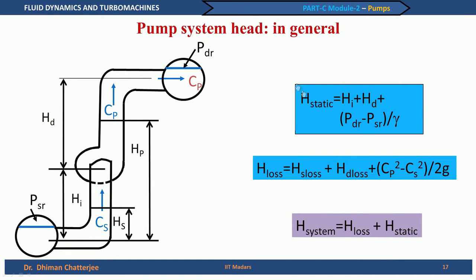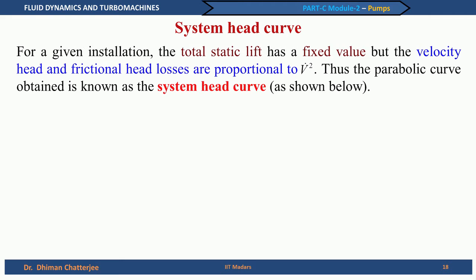This comprises one static component, H static, which does not depend on the flow, and the other component, which is loss, which depends on the flow, and we say together that this is related with the total system requirement. So, now we will introduce the second notation called the system head curve.